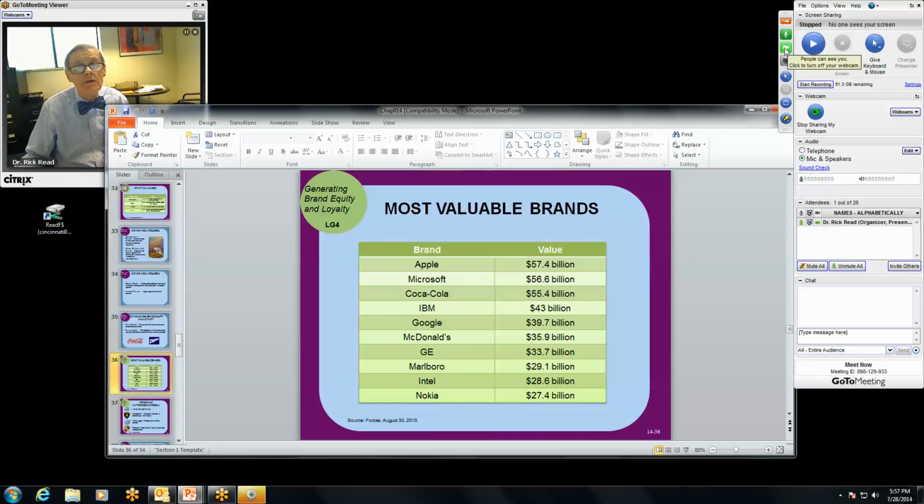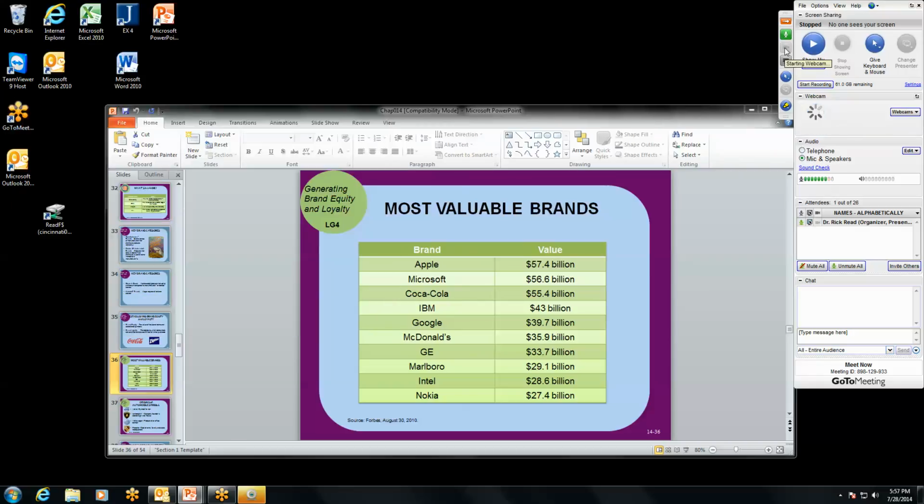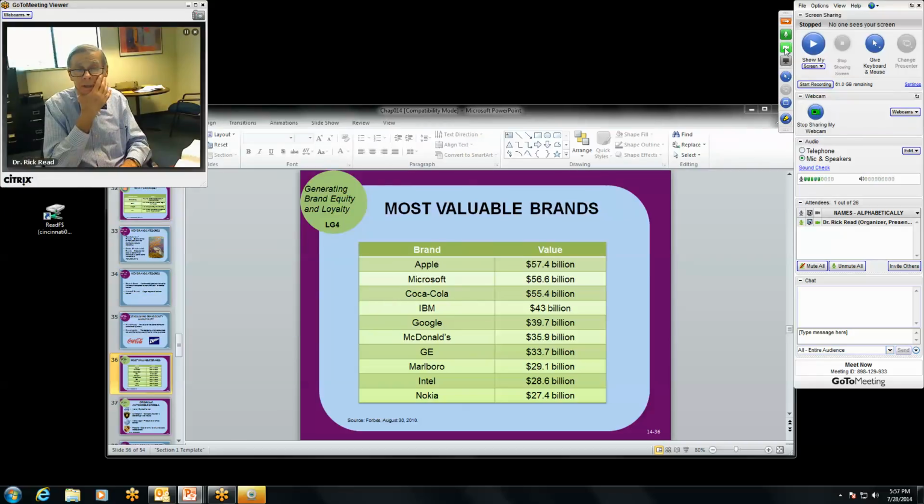These are the most valuable brands. I'm not going to spend a lot of time on this, but this is the brand. The name is associated here. What's the value associated with the name?